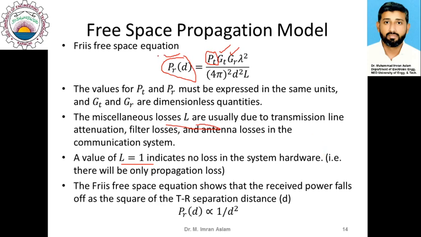One important thing you should note from the Friis equation is that the received power PR is inversely proportional to the distance squared. So PR is actually varying with respect to the square of the TR separation. So if we increase the separation, the power would get reduced by the square of whatever increase we see in the distance.